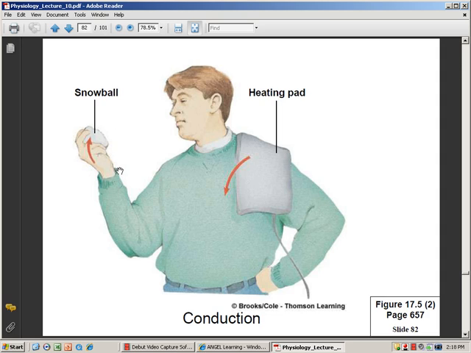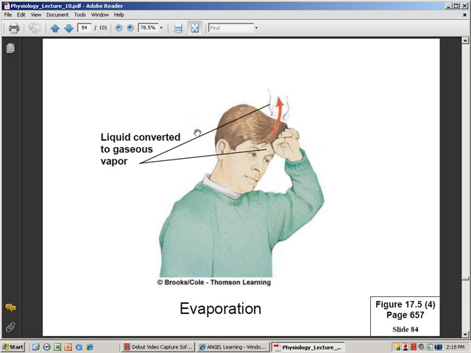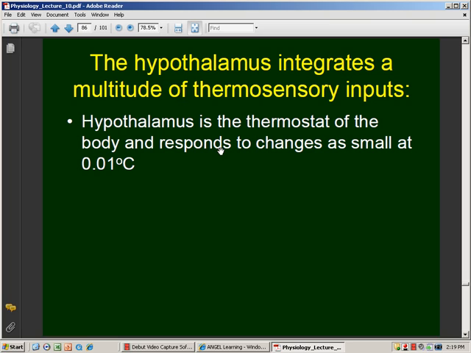So there's a snowball back and forth. Snowball, where's the heat going? From high you to low snowball, right? And then a heating pad where it's 110 degrees, it's going from where? 110 into you, high to low. And there's your convection with the current. And then evaporation, of course, is sweating. So transfer of heat between objects of differing temperature or in direct contact is what? Conduction. Yeah.